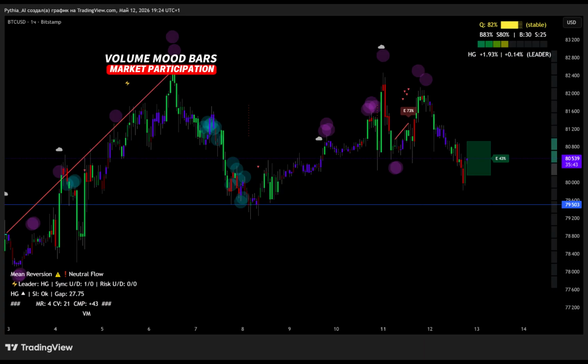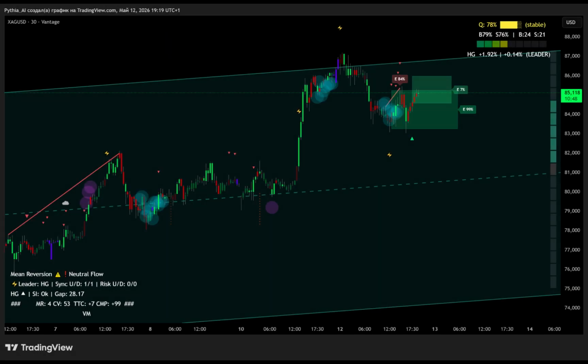Bright candles: market volume is above average for this asset. Muted colors: market volume is below average. Purple candles: extremely low volume, representing thin market conditions, vulnerable to random fluctuations. All elements discussed so far work directly with the selected asset.